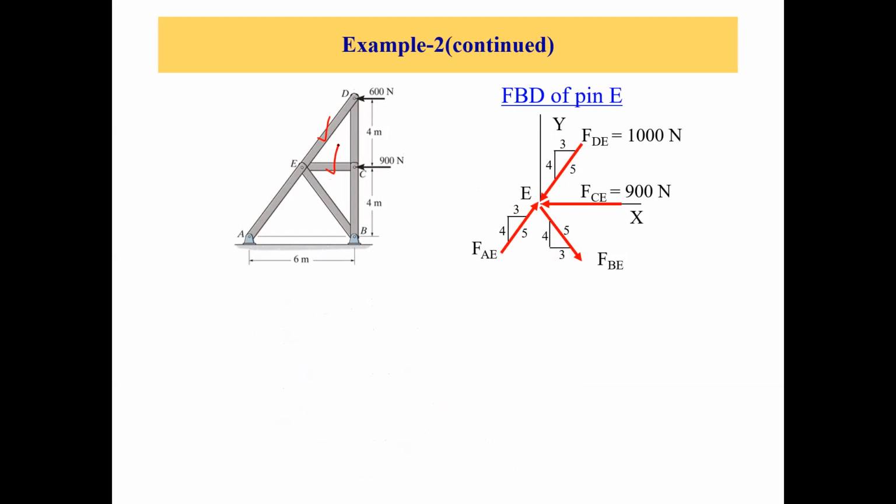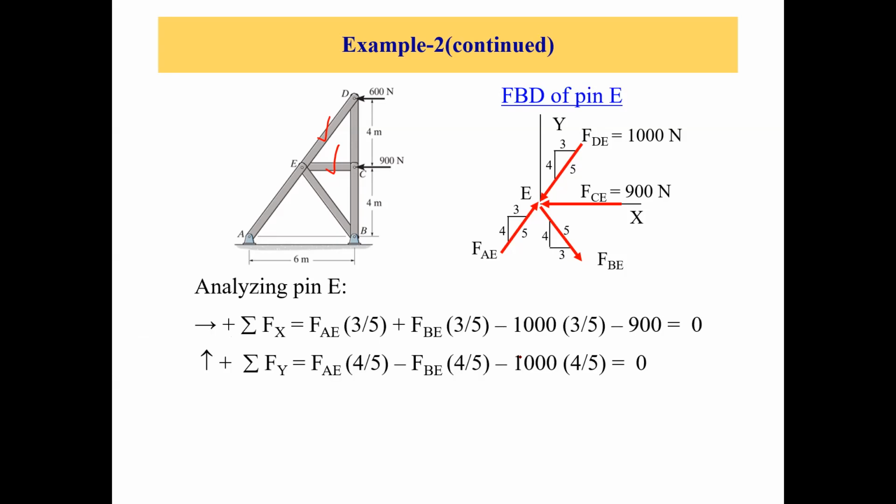In the free body diagram of joint E, we have 1, 2, 3, 4 forces acting at joint E, but out of these, we already know two of the forces, FDE and FCE. So we are only left with two unknowns. We can apply two equations of equilibrium and find the two unknowns, right? So analyzing joint E, let's write the equations of equilibrium.